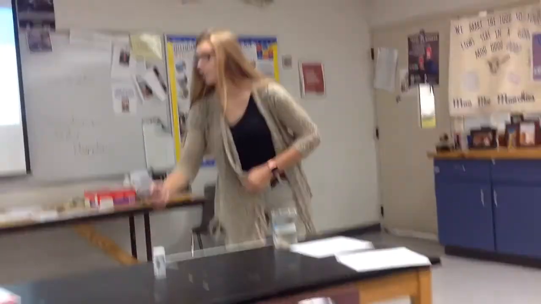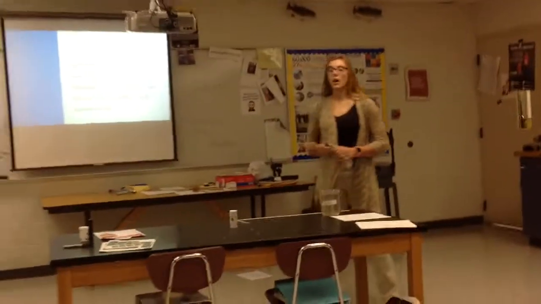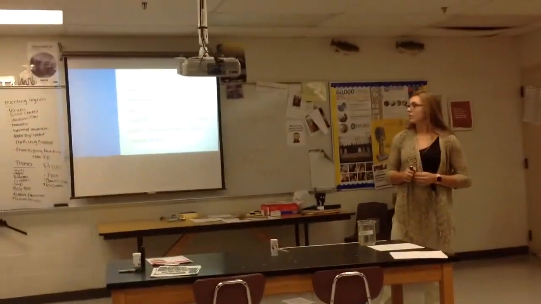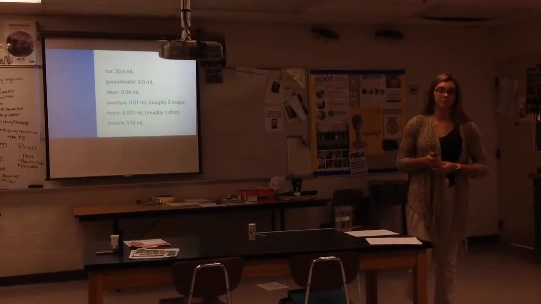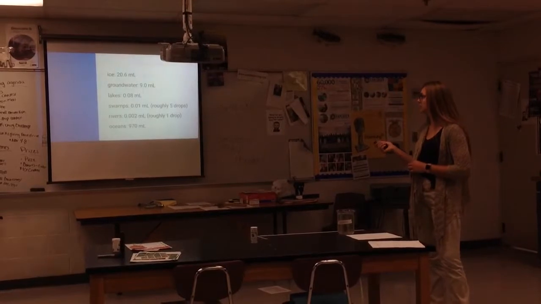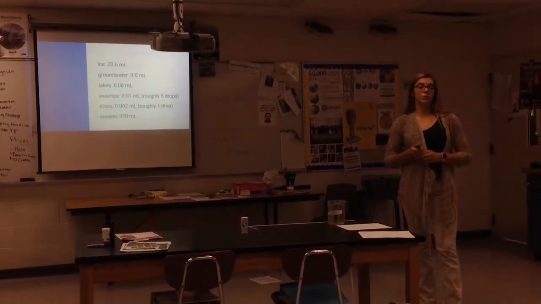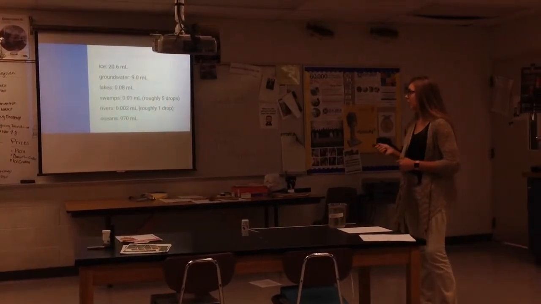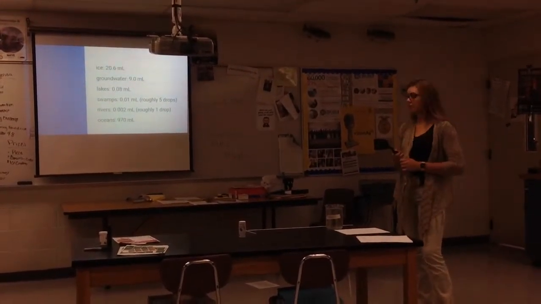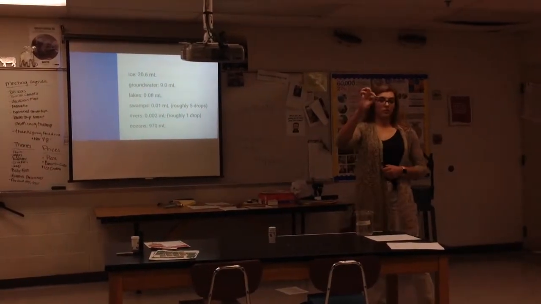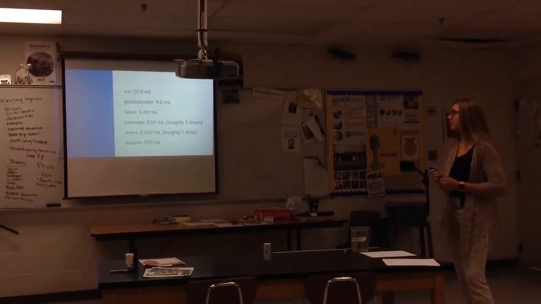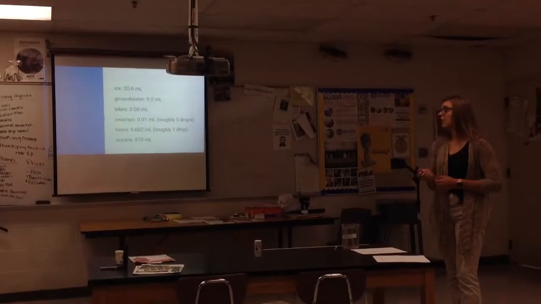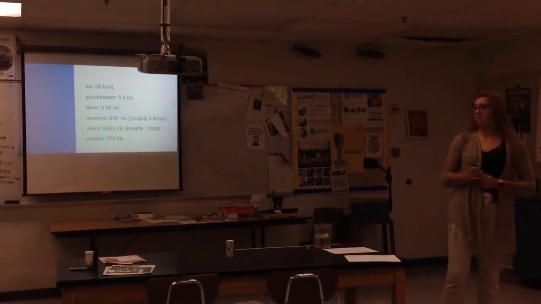Now, if we look up here, only one drop goes to rivers. Only one drop. 0.002 milliliters. Then we move up to swamps. Swamps only have 0.01 milliliters, roughly 5 drops. Then lakes, 0.08, which is only this much. Then onto groundwater, 9 milliliters. Ice, 20.6 milliliters. And then oceans, 970 milliliters.